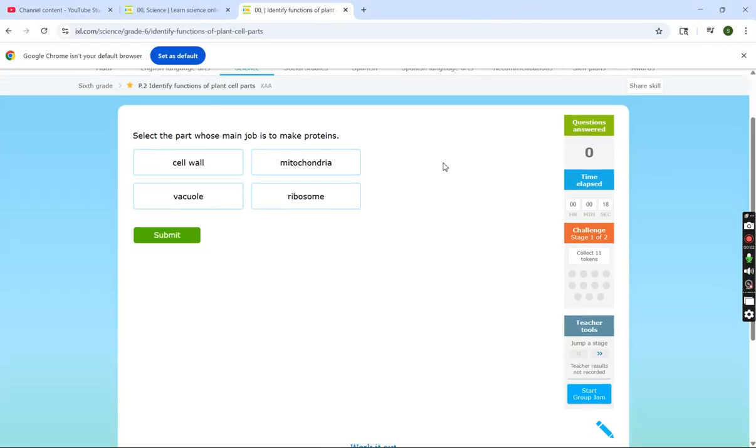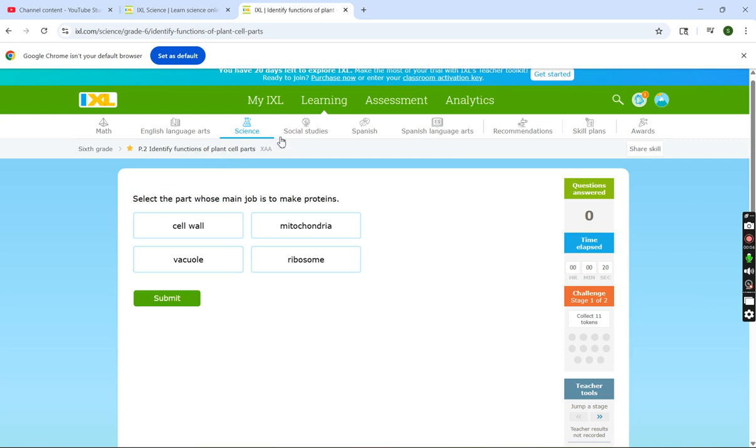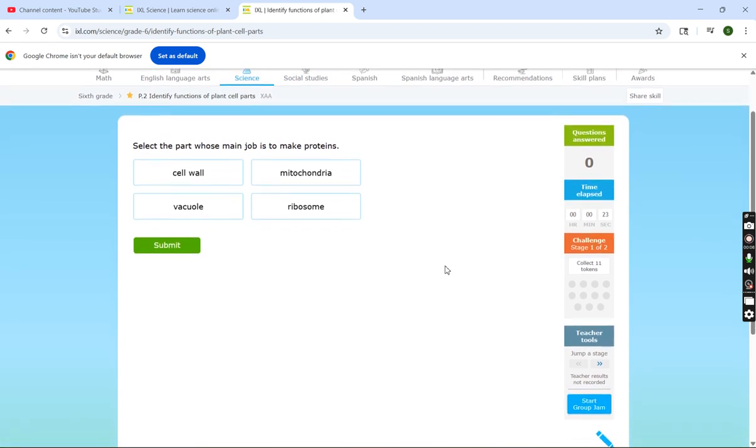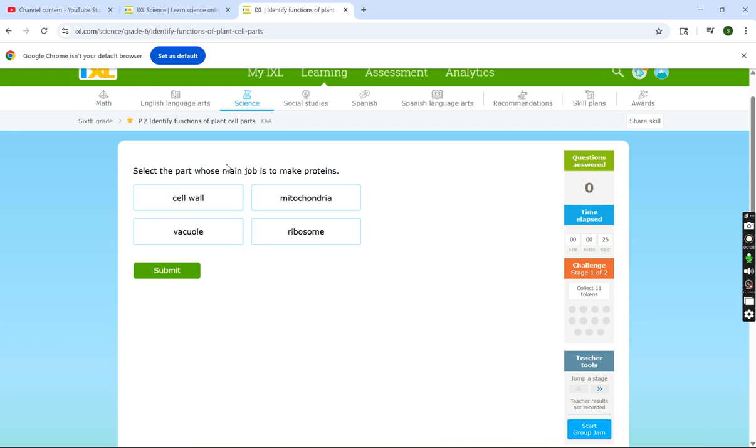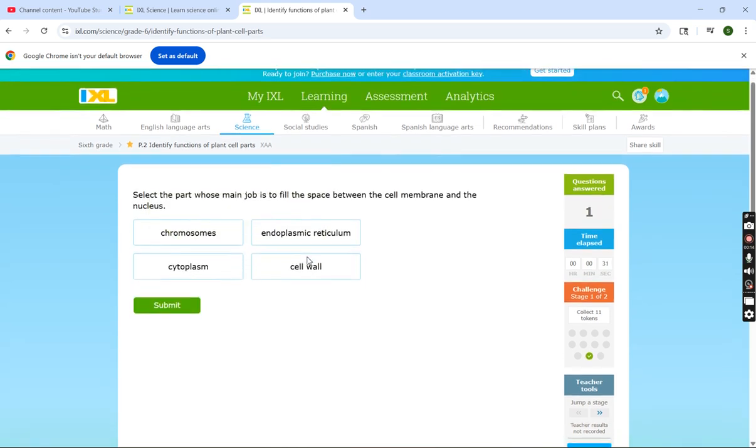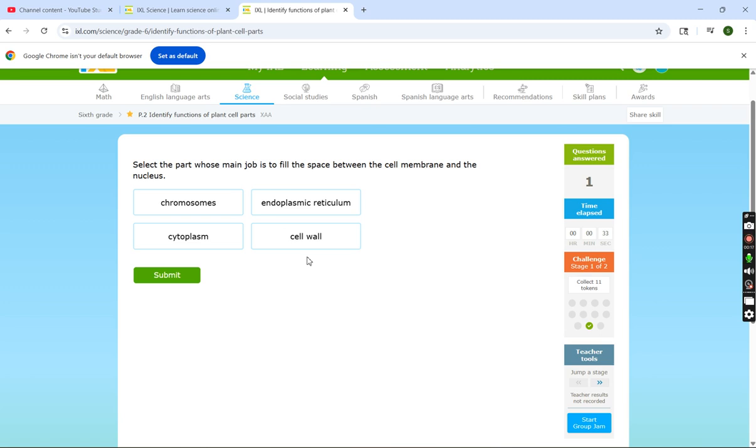Today we're going to be talking about mitochondria. Identify function of plant cell parts. As you see, select the part whose main job is to make proteins. Ribosome, obviously. Just remember, protein, ribosome.